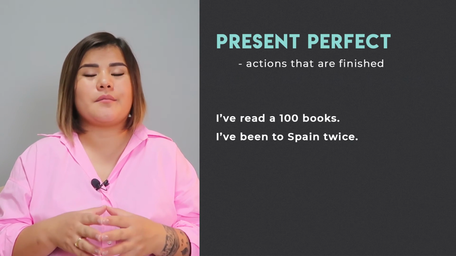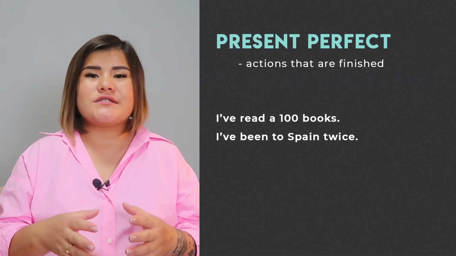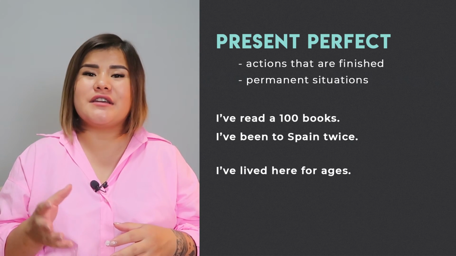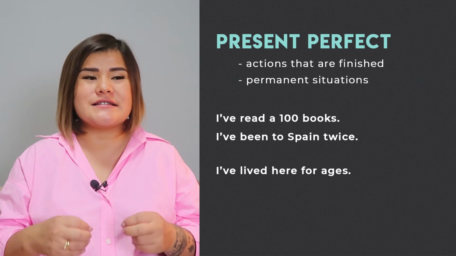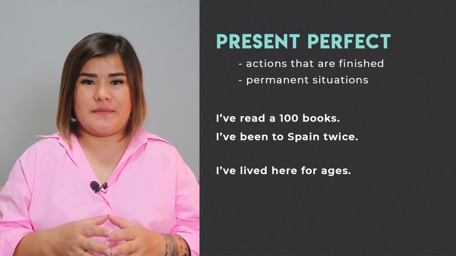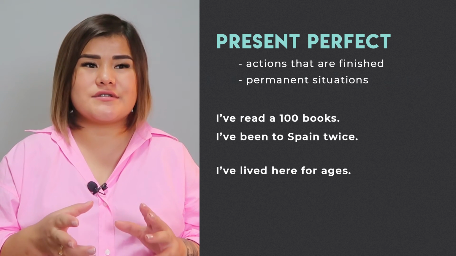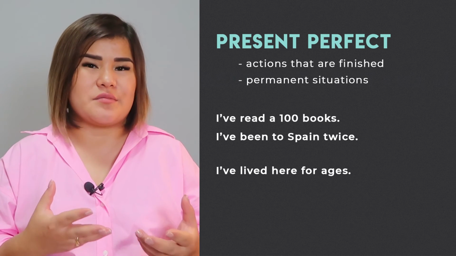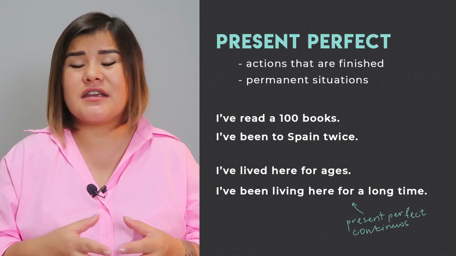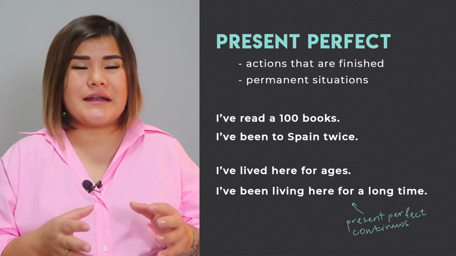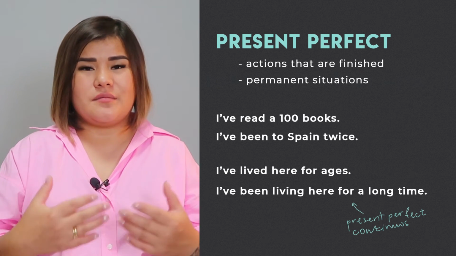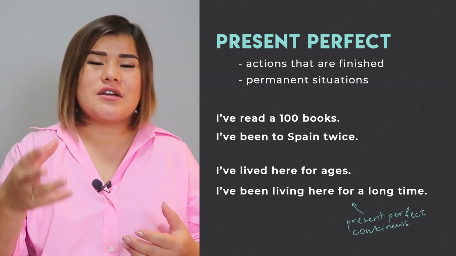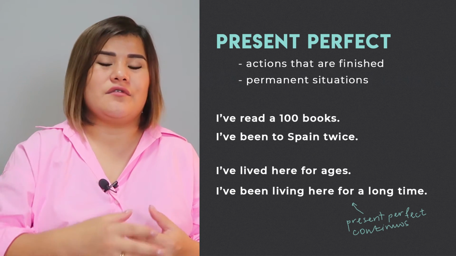And when we use simple present perfect tense, we are talking about some permanent situations. For example, I've lived here for ages. It means that this is my permanent place of living. But here you can use, I'd say, both tenses. You could use present perfect continuous and say, I've been living here for a long time. But it's like a change of a situation. So it means that you lived somewhere else, and then at some point in the past, you moved here and you've been living here for a long time.